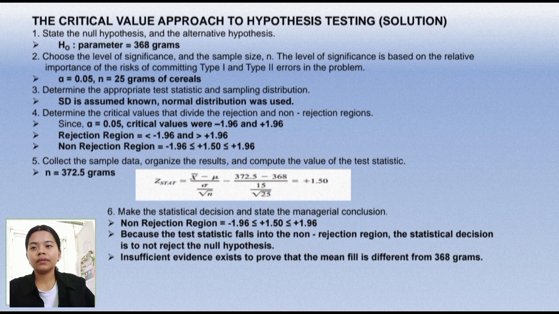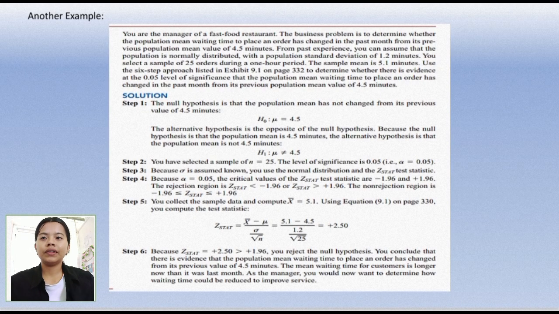Then the conclusion is it is non-rejection of the null hypothesis because it is between the critical values. And then, therefore, the managerial conclusion is insufficient evidence exists to prove that the mean fill is different from 368 grams. So another example here is the alternative hypothesis.